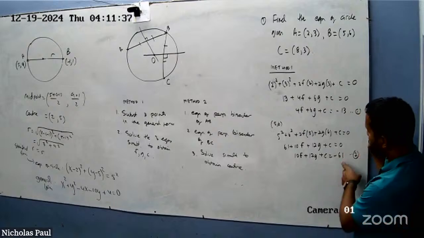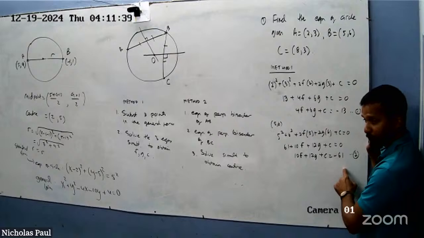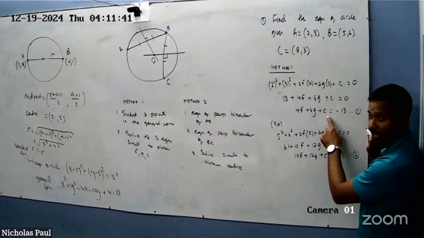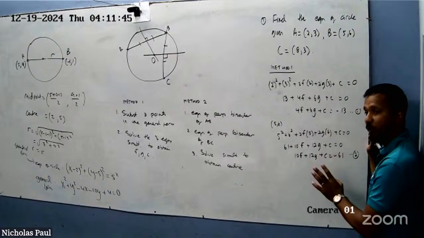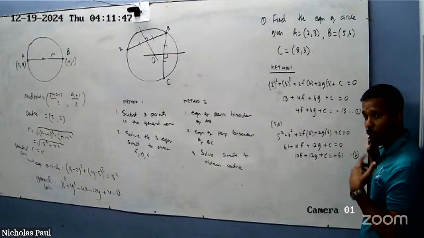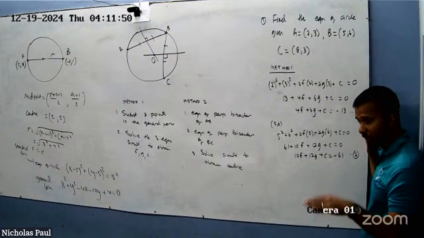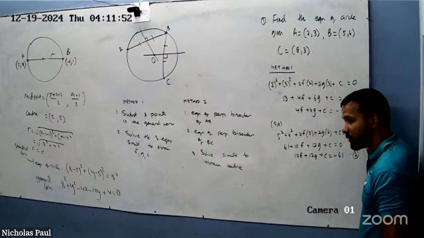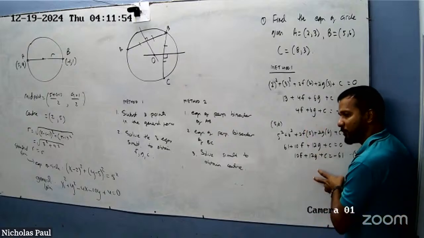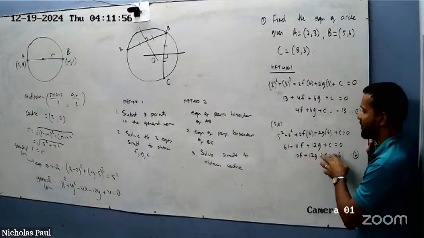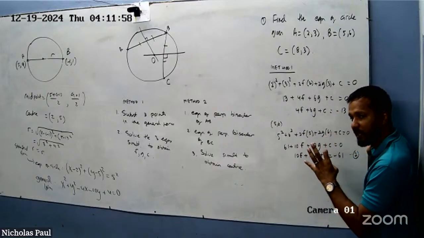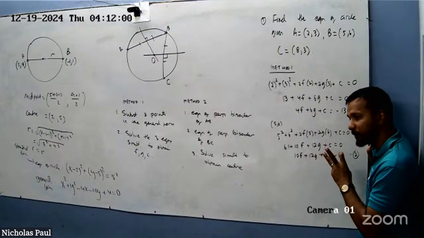I hope you all see here that we could just subtract and get rid of c. Once you get rid of c, you get f and g and you can solve. Whenever you solve an equation with 3 variables, you have to get rid of one of the variables, so you'll end up with 2.